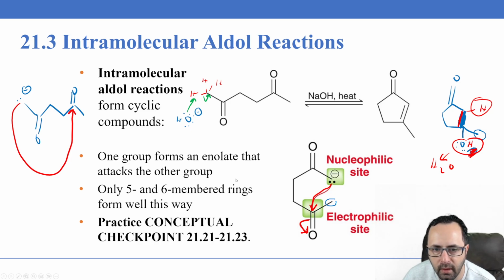And so these aldol reactions can occur in this cyclic fashion. So if you've got a diketone and you're doing a synthesis and you want to end up with something with a ring, this would be a really good way to go.